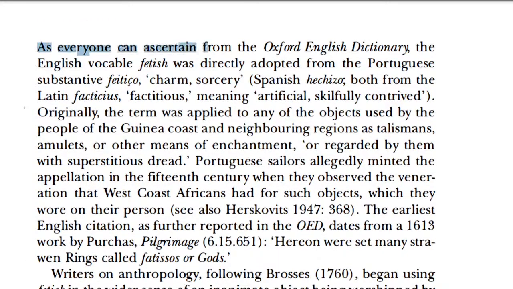As everyone can ascertain from the Oxford English Dictionary, the English vocab fetish was directly adopted from the Portuguese substantive feitiço, charm, sorcery, Spanish, hechizo, both from the Latin facticius, meaning artificial, skillfully contrived. Originally, the term was applied to any of the objects used by the people of the Guinea coast and neighboring regions as talismans.